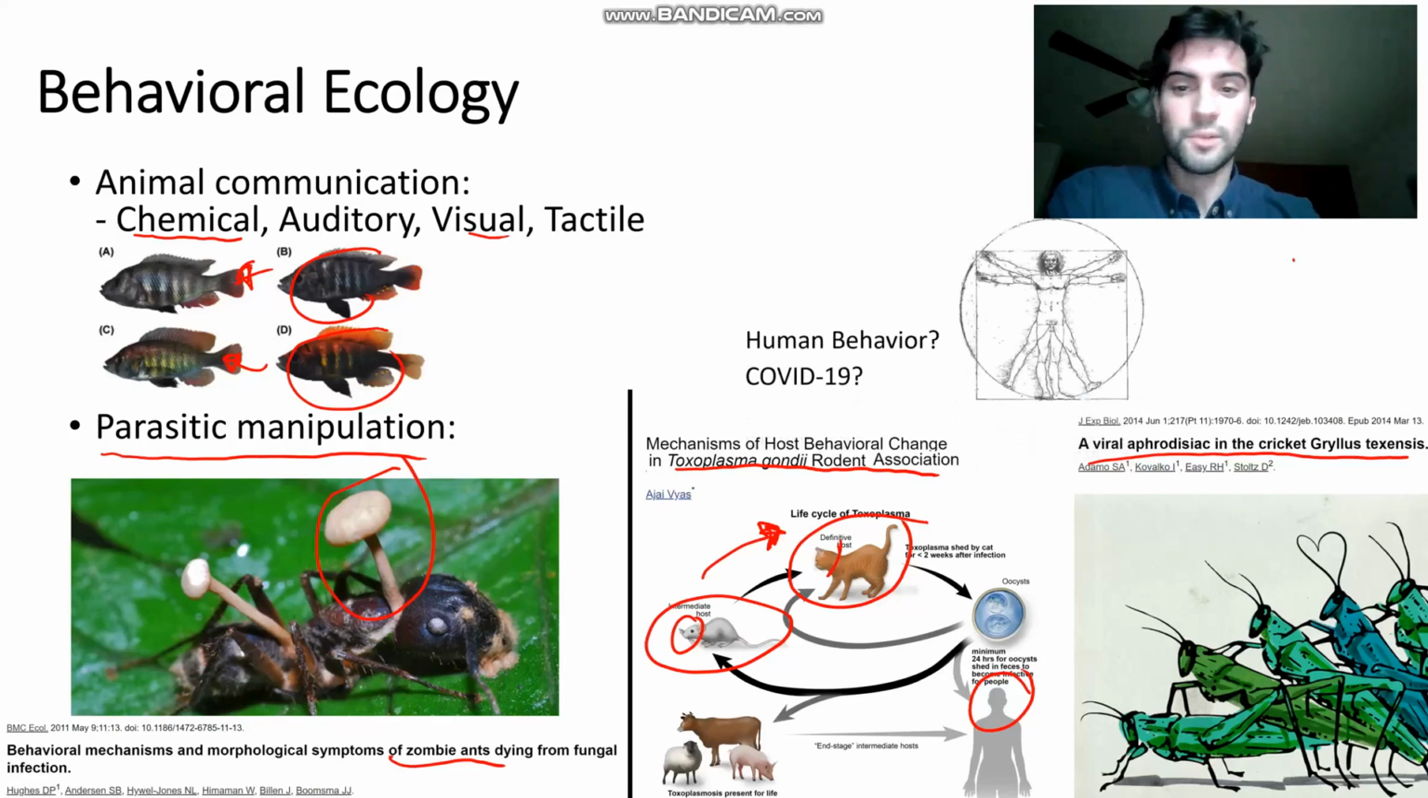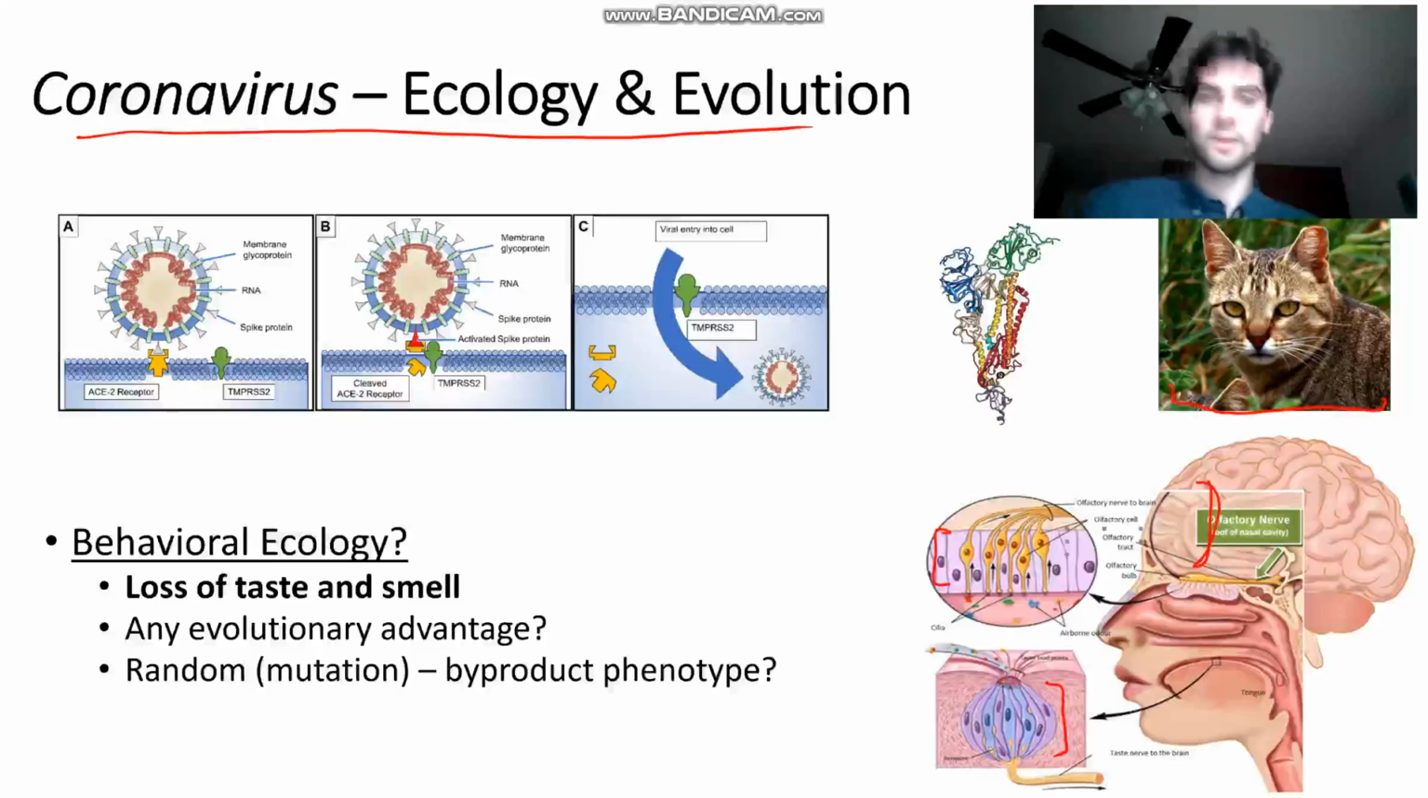So is it possible to study human behavior? Yes, it is, but it's much more difficult, because with humans you can't control exactly their routine. You can't control the amount of food, the amount of light, the amount of sleep, the amount of alcohol for long periods of time, as you can do with rats, for example, in the lab. And what about coronavirus? Does coronavirus have any parasitic manipulation in its phenotype? So let's take a look.